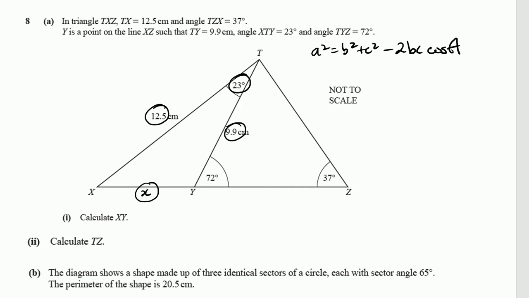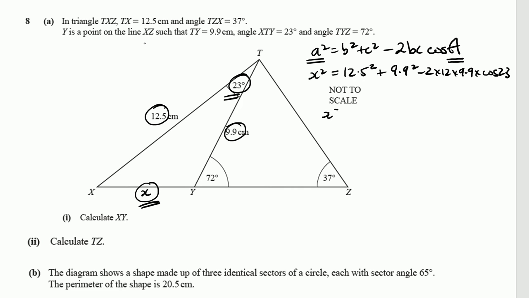Remember, in the sine rule and cosine rule, we're looking for opposites. So I've got a side and an angle opposite that need to go on the opposite ends of the formula, and the rest gets filled in however you want. So x squared equals 12.5 squared plus 9.9 squared minus 2 times 12.5 times 9.9 times cos 23.